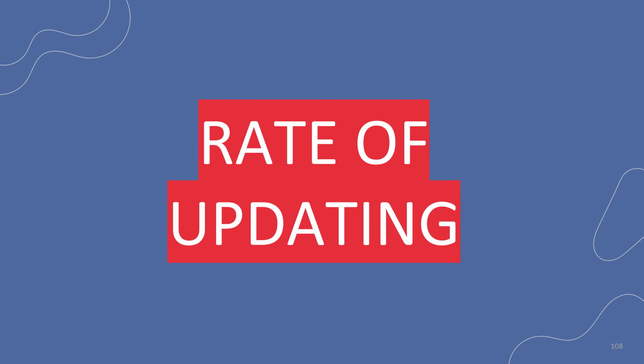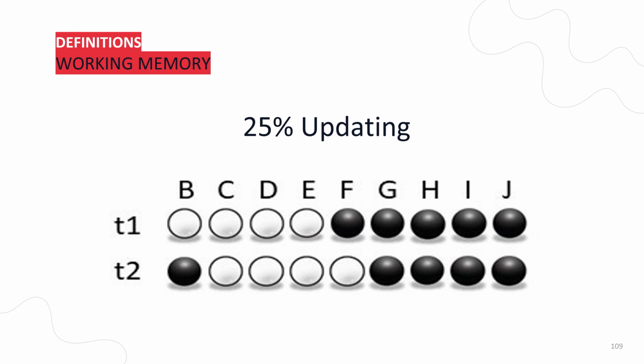So let's talk about the rate of updating. In this example, only one item is added and only one item is subtracted from working memory at a time. This would be a 25% update. You get that by taking the one item update and dividing that by 4 items to get 25.